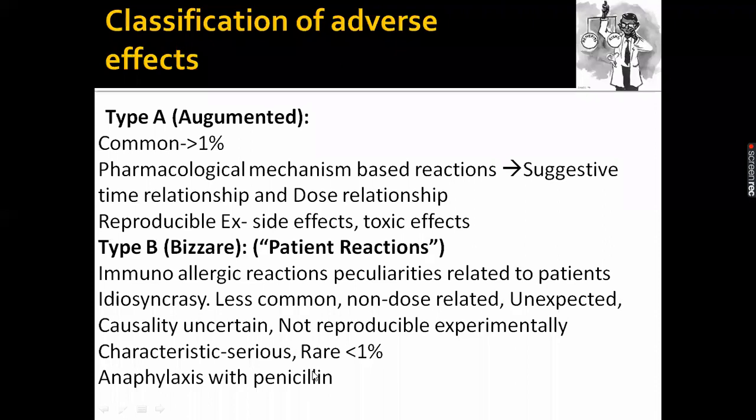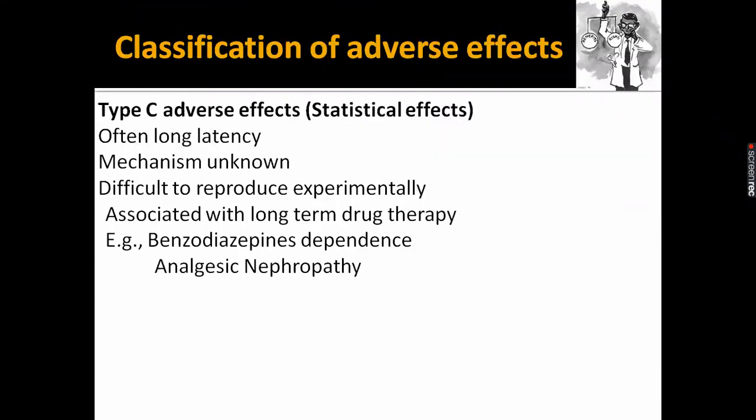For example, anaphylaxis with penicillin. Penicillin might not have caused reactions in the previous 100 administrations, but in the 101st administration, they can get anaphylaxis. So type C reactions, adverse effects, we have this statistical effect. Often long latency, mechanism here is unknown, so difficult to reproduce experimentally. Benzodiazepine dependence, analgesic nephropathy, these are related actually to long-term drug therapy.